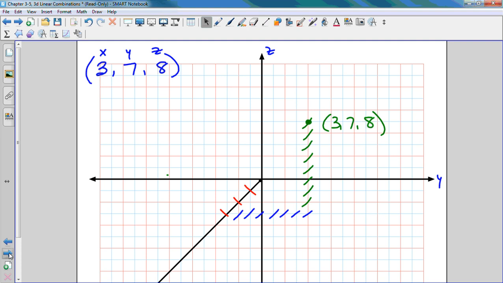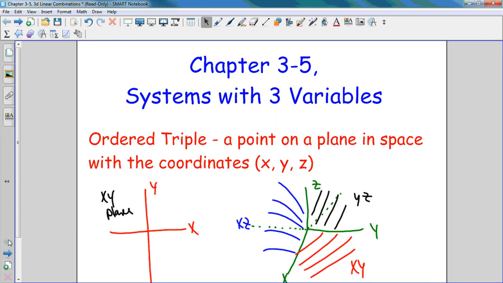Okay? Am I going to make you graph that? No, because I think it's terrible. You don't need to draw the pictures. Just draw the writing.